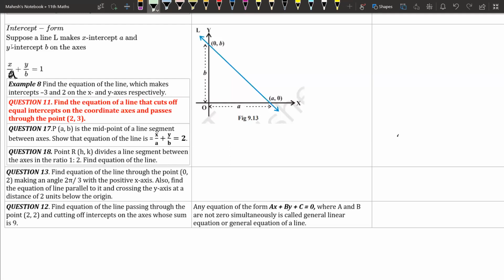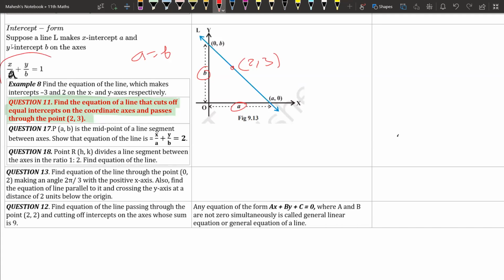In question number 11, it says, find the equation of a line that cuts equal intercepts on the coordinate axis and passes through this point (2, 3). So here, we get to know that the x and y intercepts are equal. That means a and b are equal, given. So a is equal to b in this case, and it is passing through the point (2, 3).